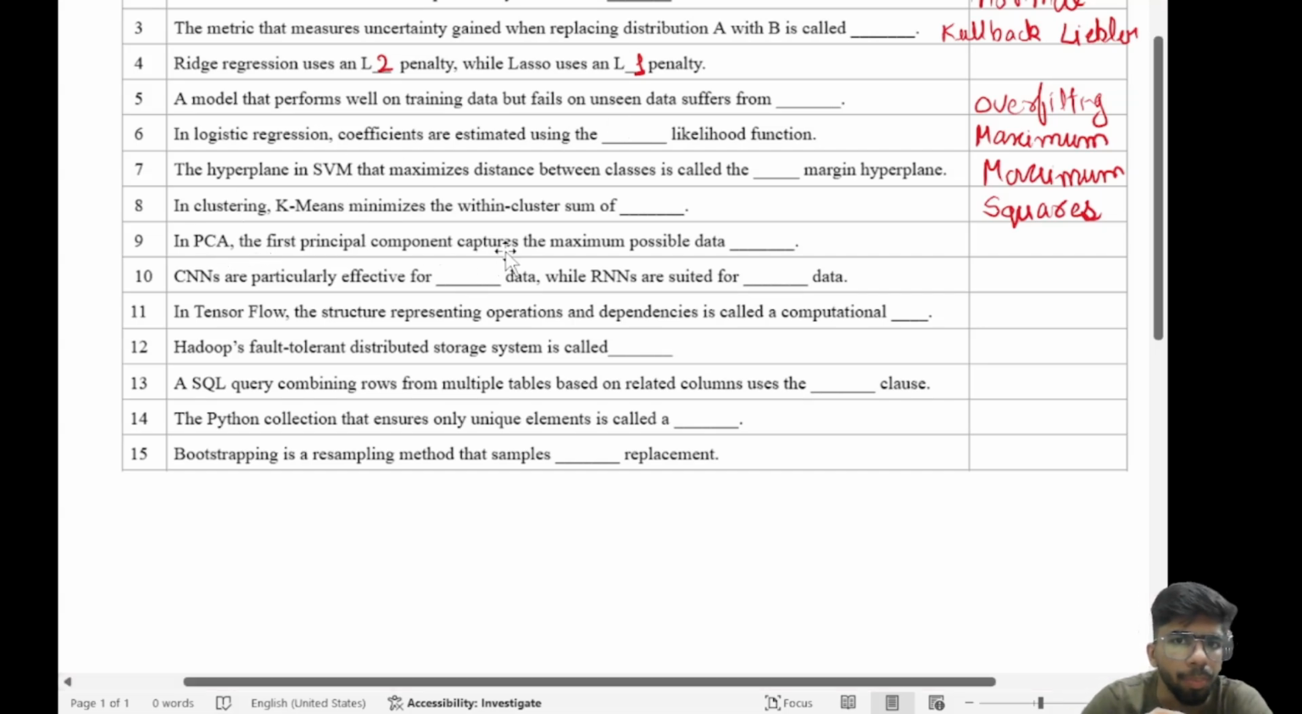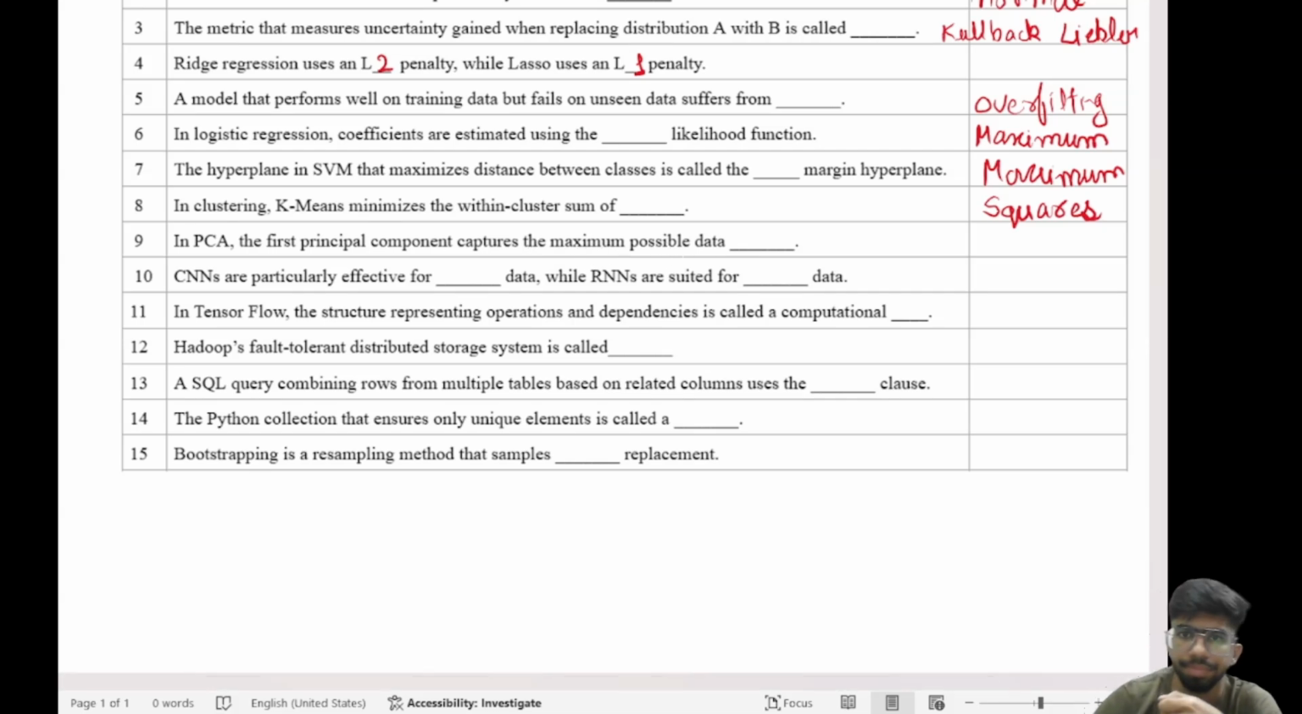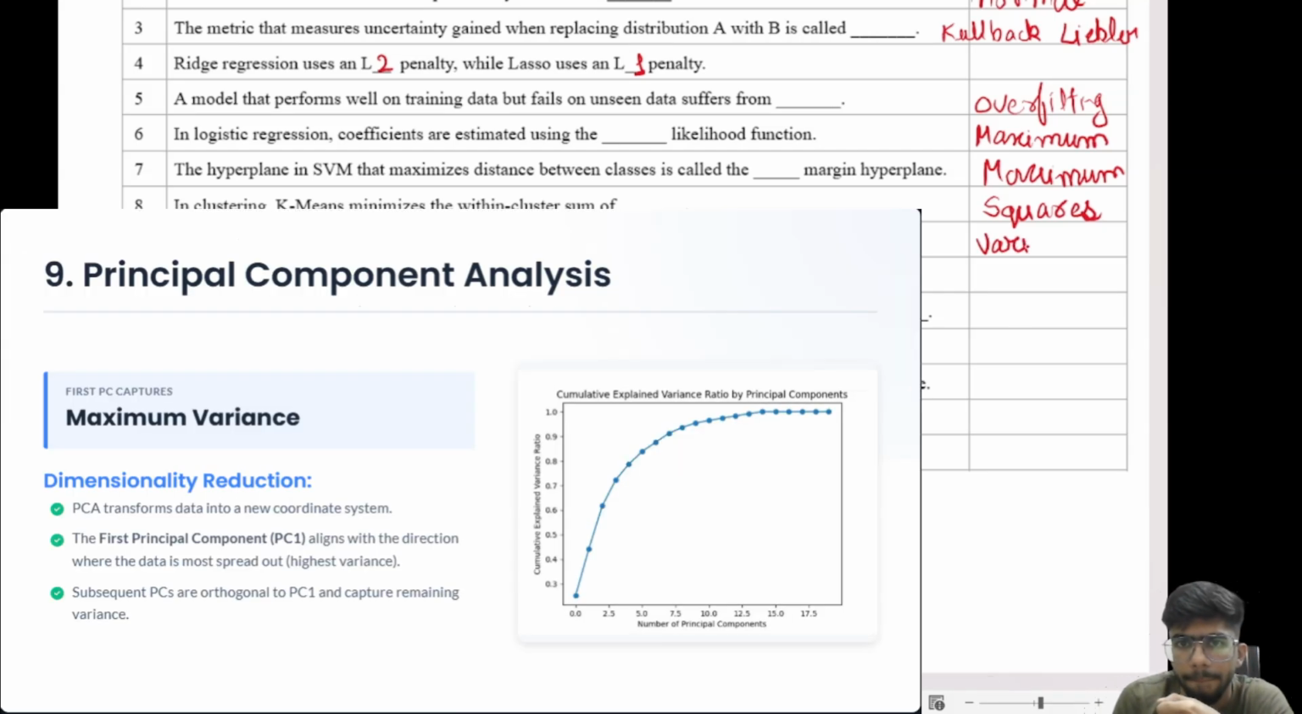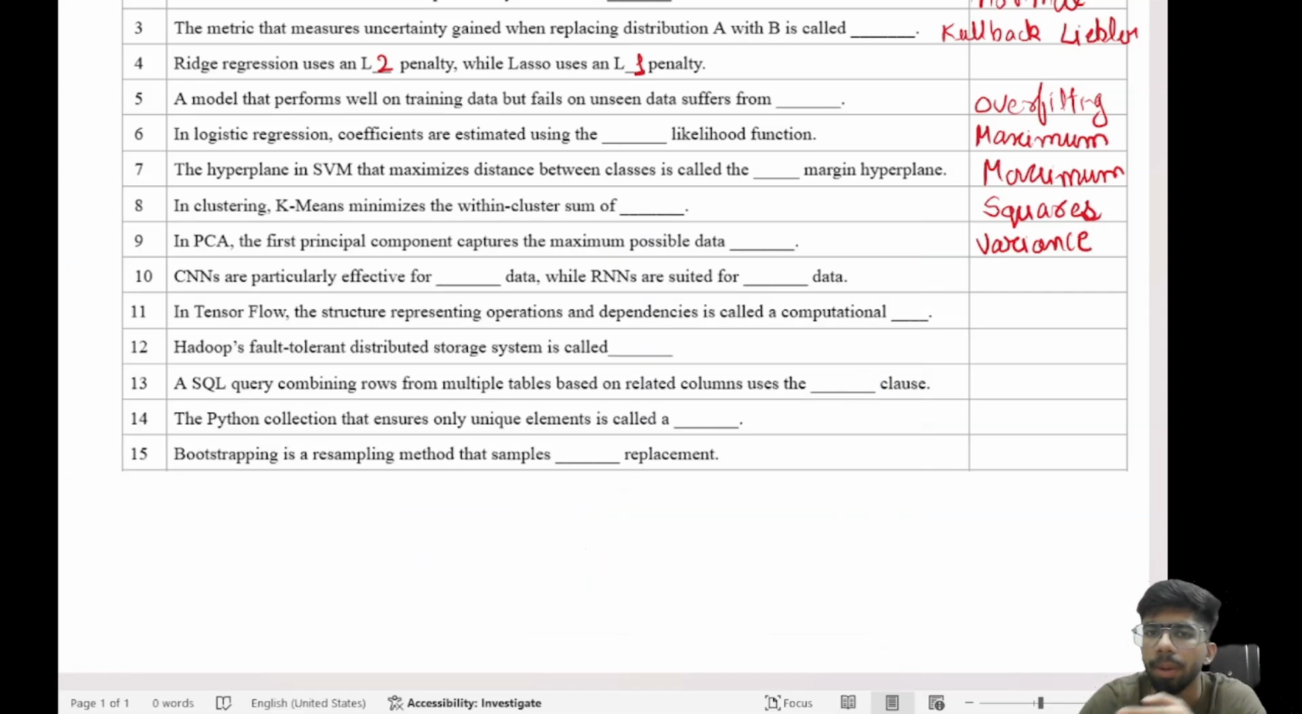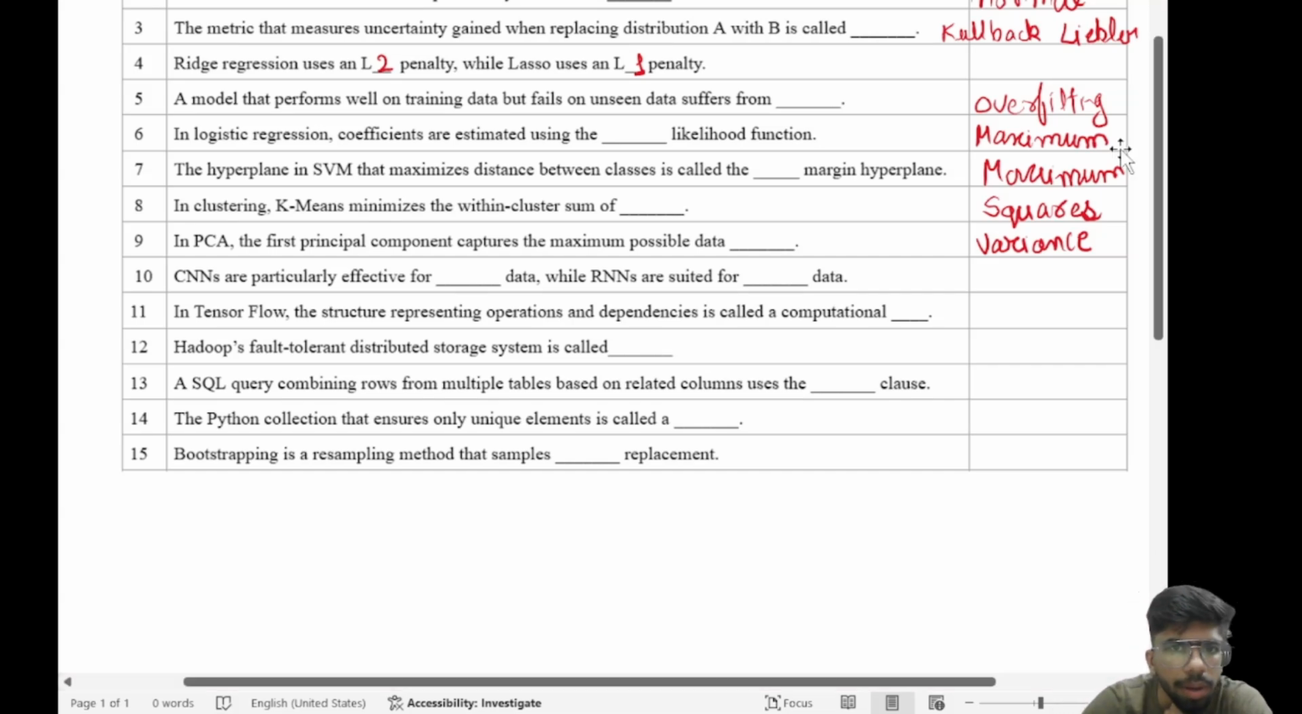In PCA, the first principal component captures the maximum possible variance. PCA is a dimensionality reduction technique. The first principal component is the direction in which the data varies the most. More variation means more information, so PCA rotates the coordinate system to find the direction that captures the maximum variance, allowing you to reduce the dimensions while losing minimal information. Moving on to the next question.